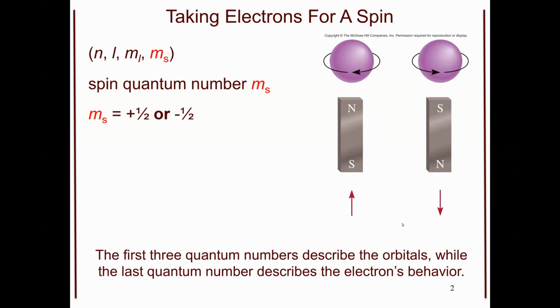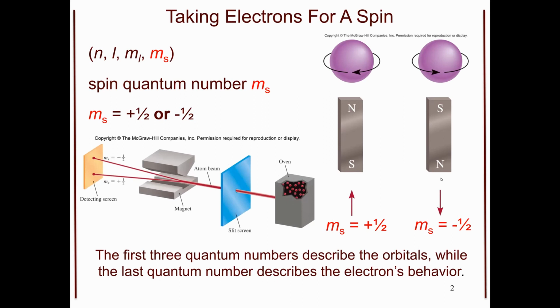If it is going clockwise, we say it is spinning up, and that would have a positive 1/2. If it is spinning counterclockwise, we would call that spin down, and we would get negative 1/2. This was determined using a magnetic field, in which we can show that even though electrons have the same electronic charge, they have different magnetic moments.